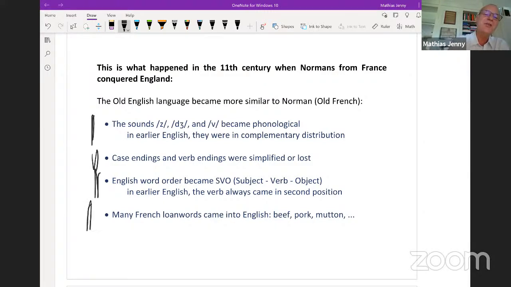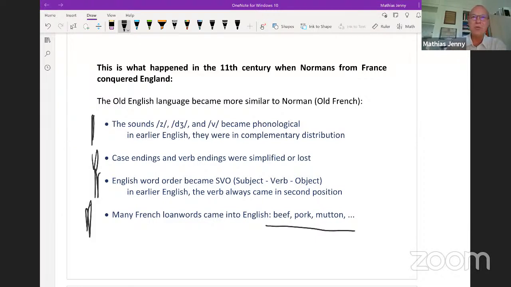And of course, many French loan words come into English. The English vocabulary today is, well, much more than 50% French or Latin vocabulary. There's not much original English left. And a very clear example is words like beef, pork, and mutton. These are all French words, bœuf, porc, and mouton, which came into English, and they're all only used for food.